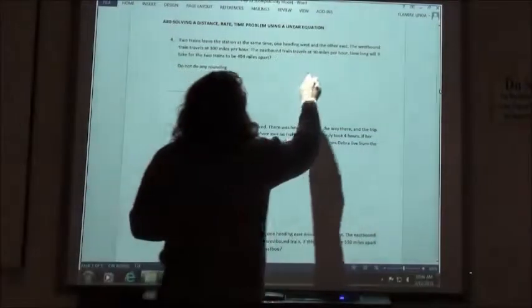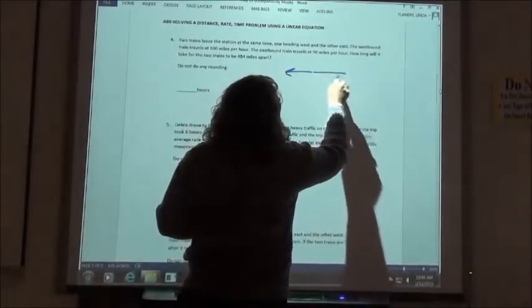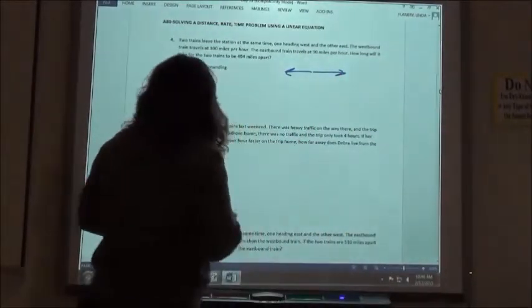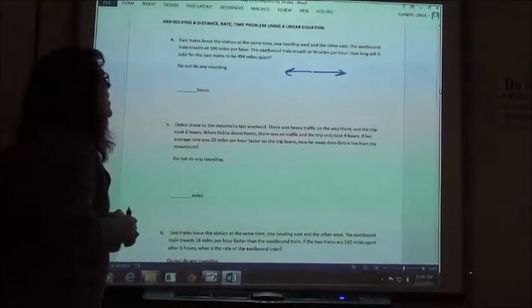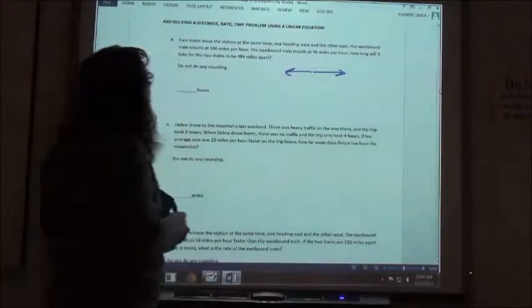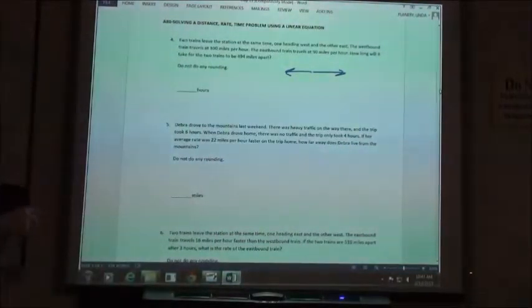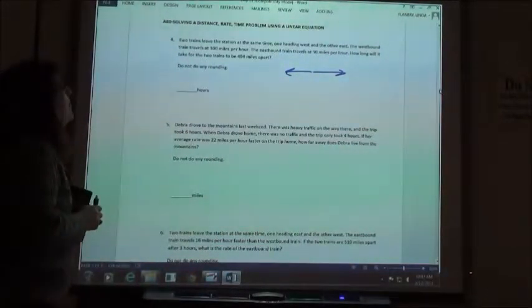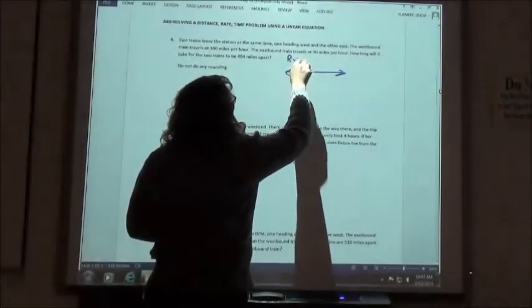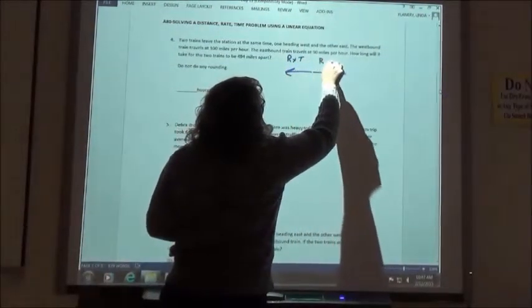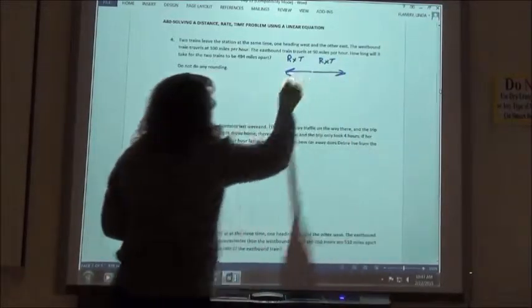One headed west and one headed east. The westbound train travels at 100 miles per hour. The eastbound train travels 90 miles per hour. How long will it take the two trains to be 494 miles apart? Well, we know that if we take the rate times the time for each of these, we get the distance.